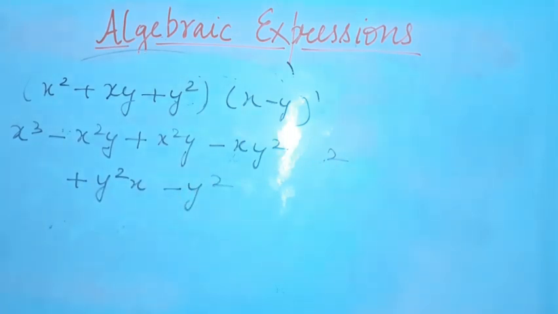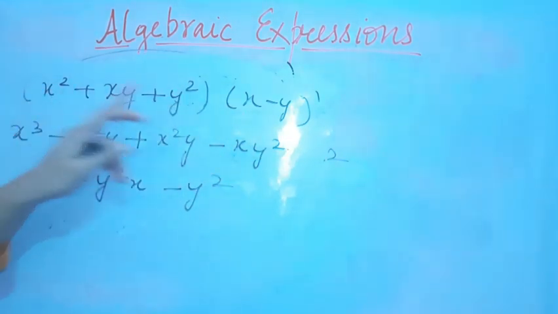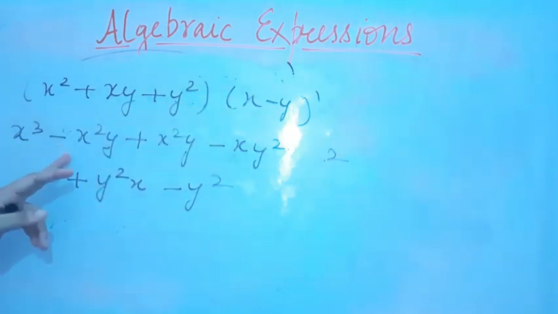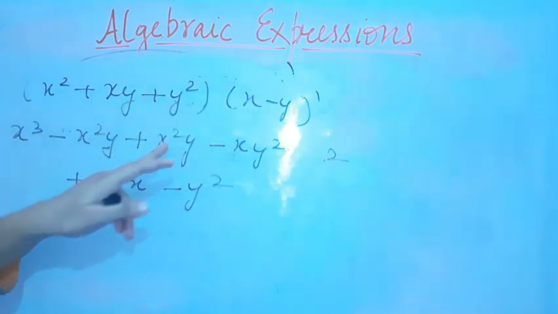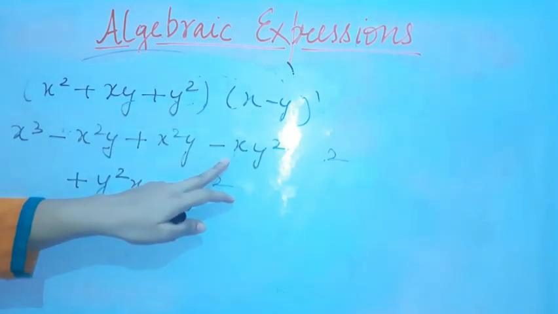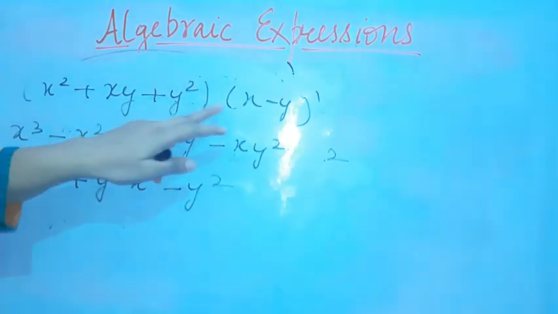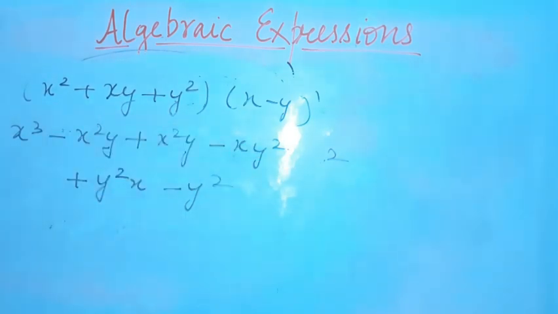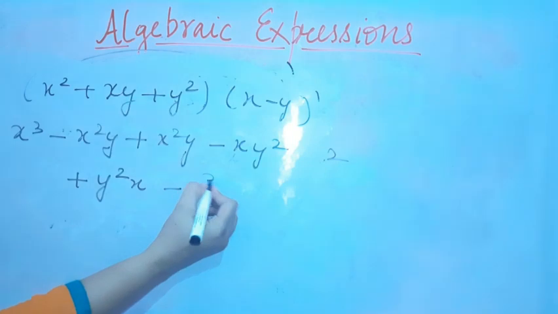I have multiplied one term one by one to both the variables. So x square multiplied by x cube, x square multiplied by minus y, minus x square y, xy multiplied by x is equal to x square y, xy multiplied by minus y, minus xy square, y square multiplied by x, y square x, y square multiplied by minus y will be y to the power of 3.